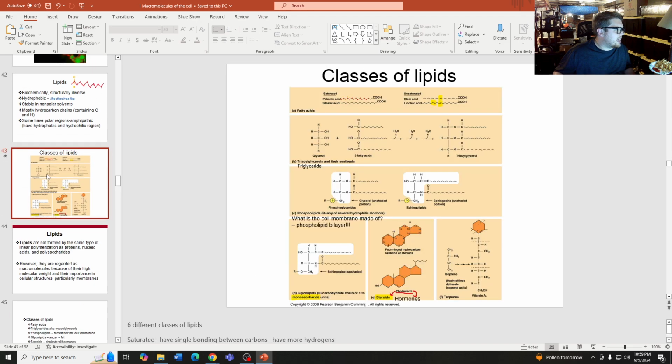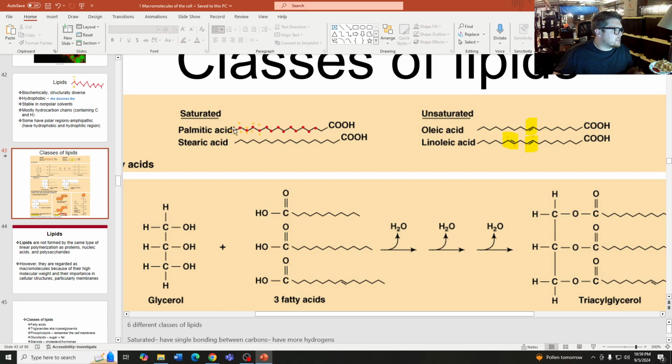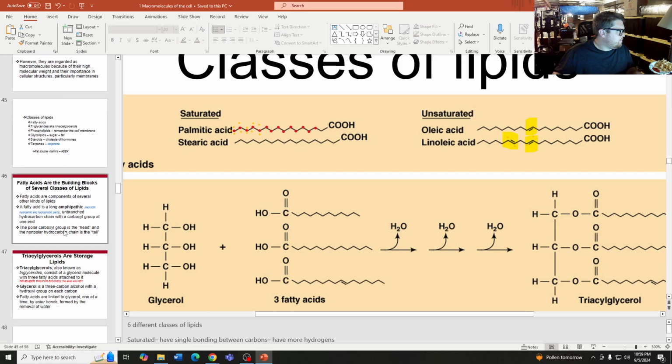We look at the fatty acids again. Right here, we have carbon side. The carboxyl group right here, this is the head. And the hydrocarbon chain, this is the hydrocarbon chain over here, is the tail. Head versus tail.